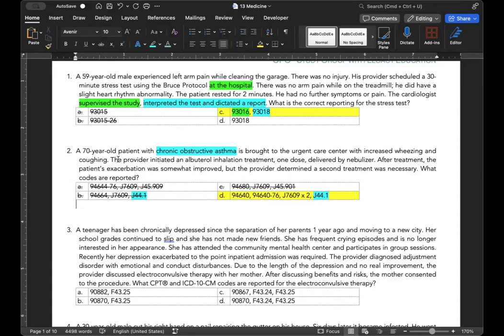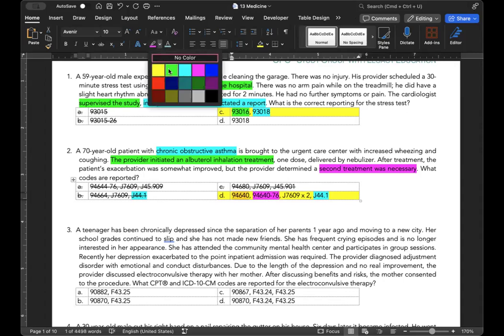So because we had the first inhalation treatment here, and then we had a second treatment that was delivered, that would be our 76 94640. Okay, does that make sense? So we're reporting 94640 twice, one with no mod and one with a 76 mod.